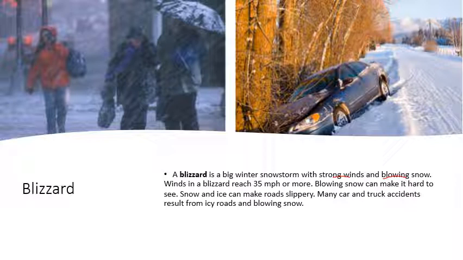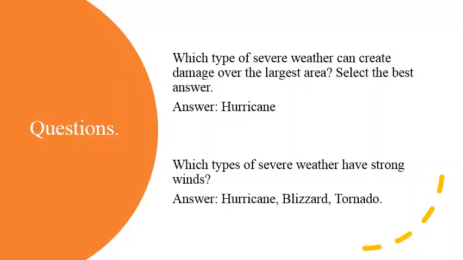The wind is involved. Now, snow and ice can make roads slippery. As we said, it's very dangerous for transportation. Many car and truck accidents result from icy roads and blowing snow, and it also can cause damage to trees and plants.